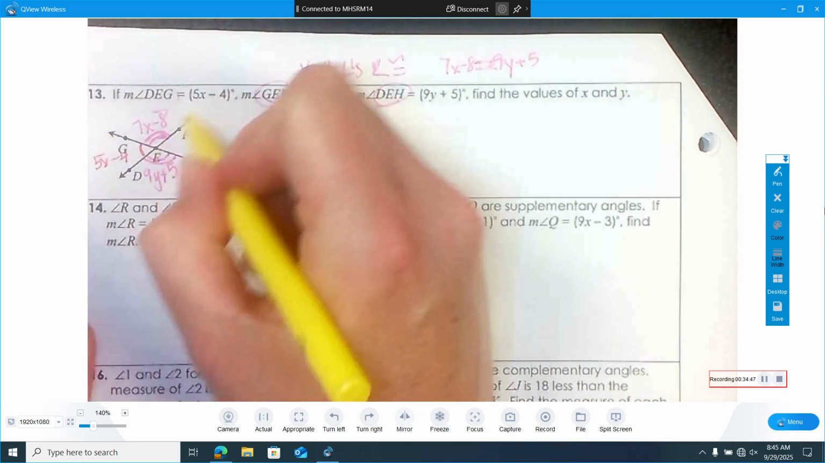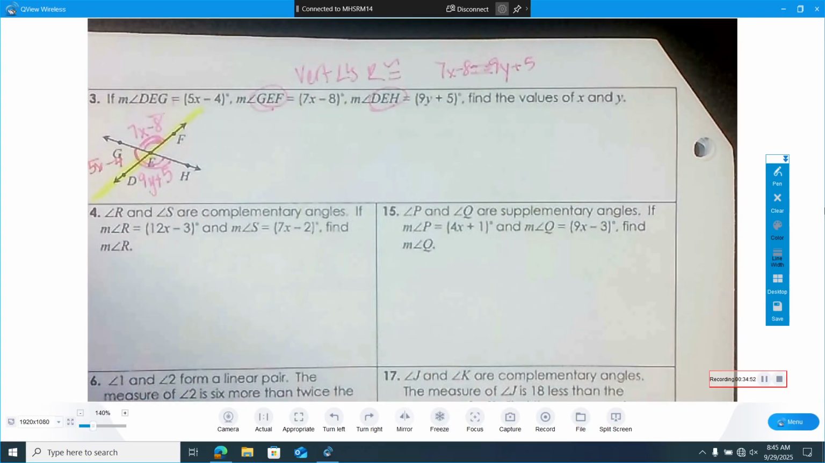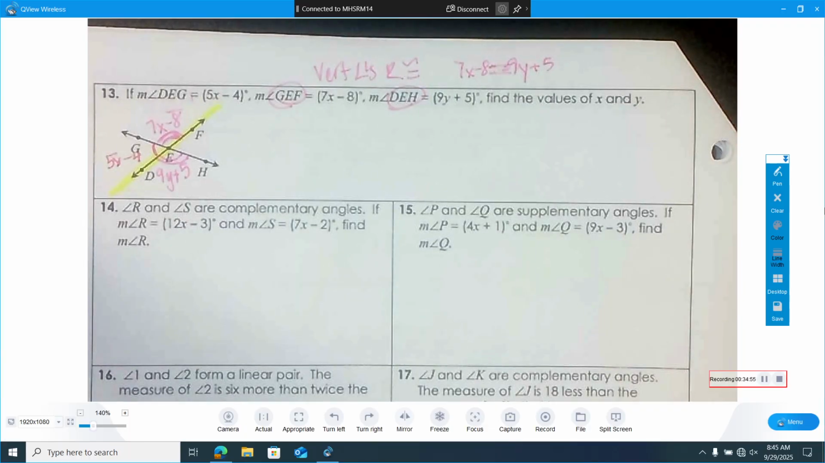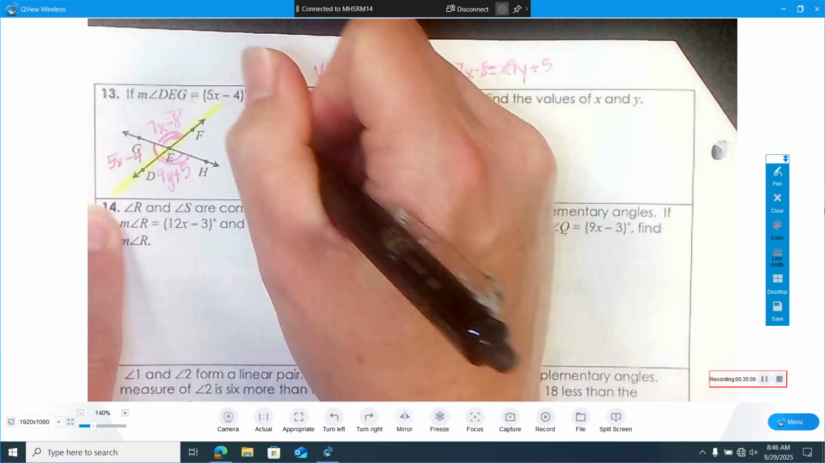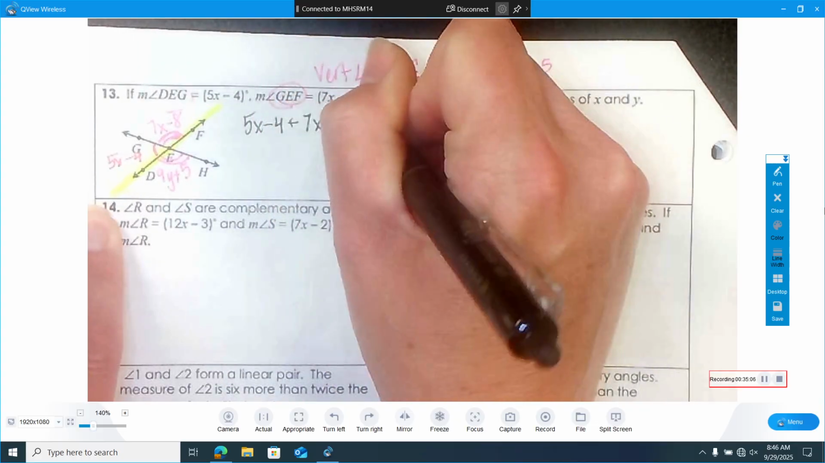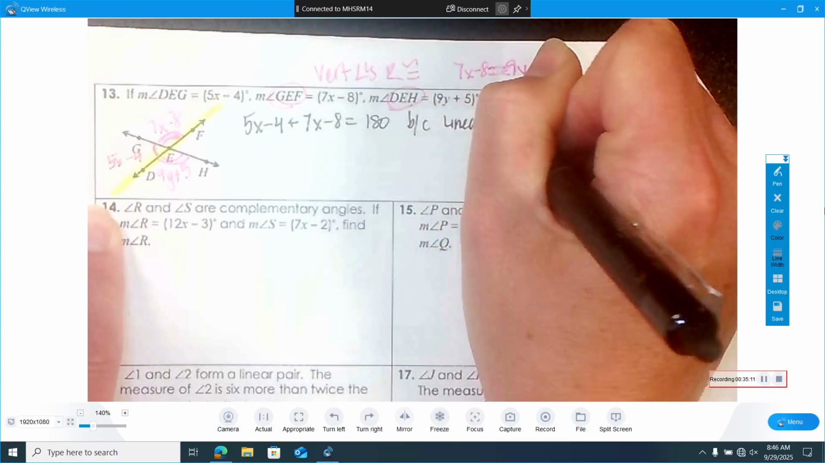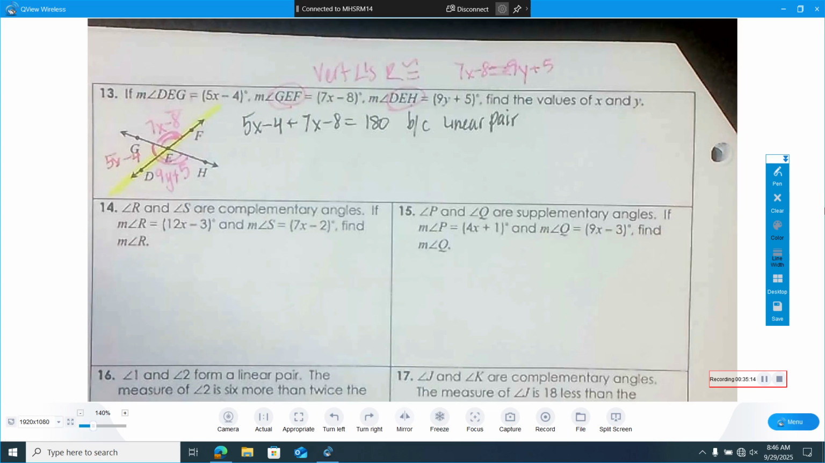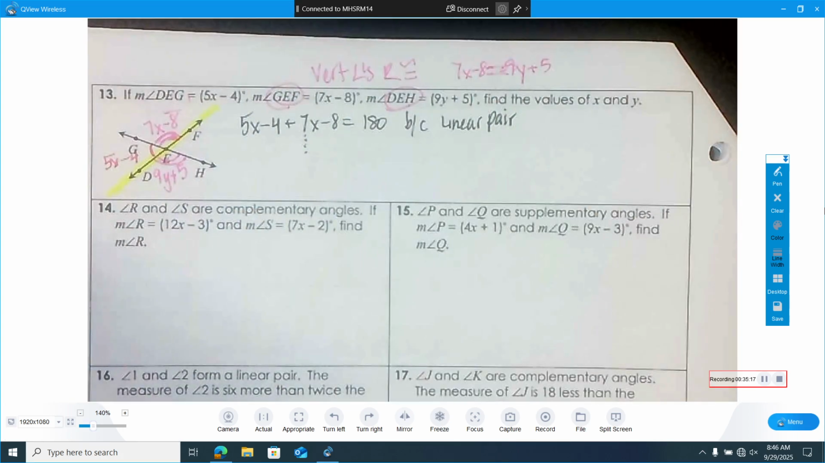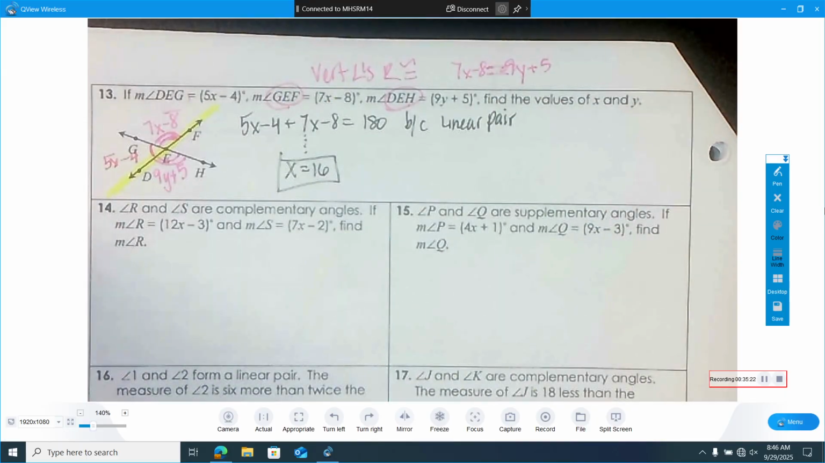D, E, G, and G, E, F, because, okay, that's true. They both have x's. That's a big hint. But why? What did they form? They form a linear pair, so they equal 180. So 5x minus 4 plus 7x minus 8 should equal 180 degrees because they are a linear pair. All right? So if you were to go ahead and solve, it turns out that x would equal 16 degrees. All right. So getting that set up, and then if you were to solve, we would get x equals 16.